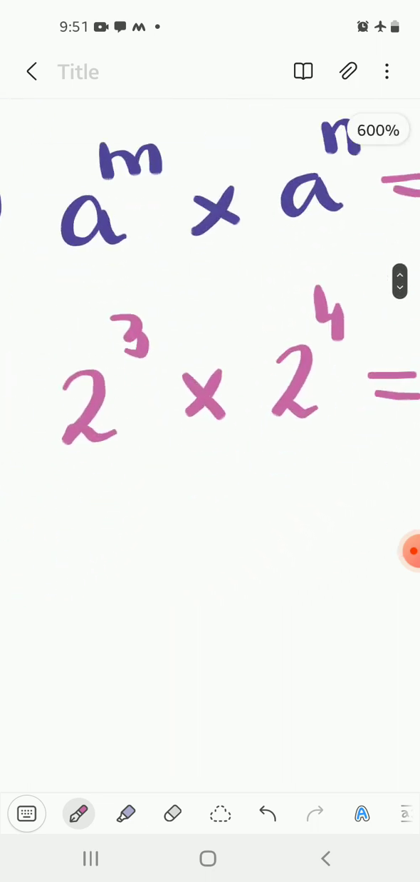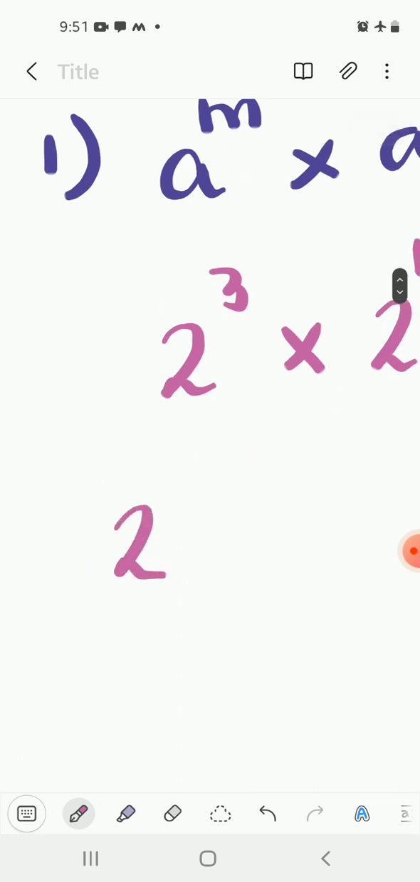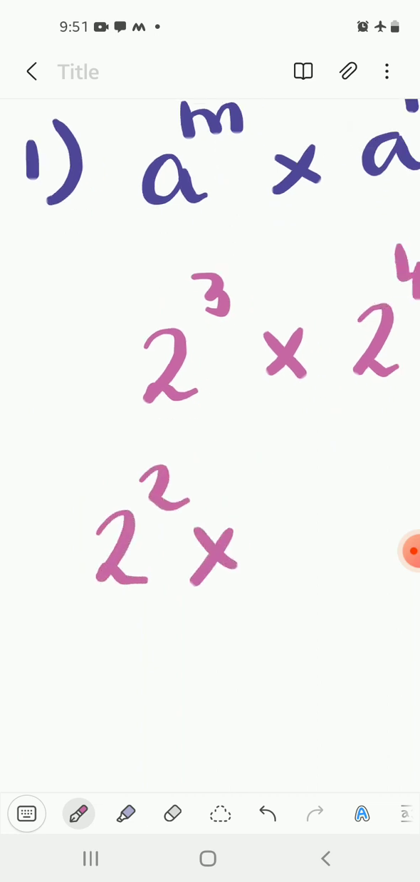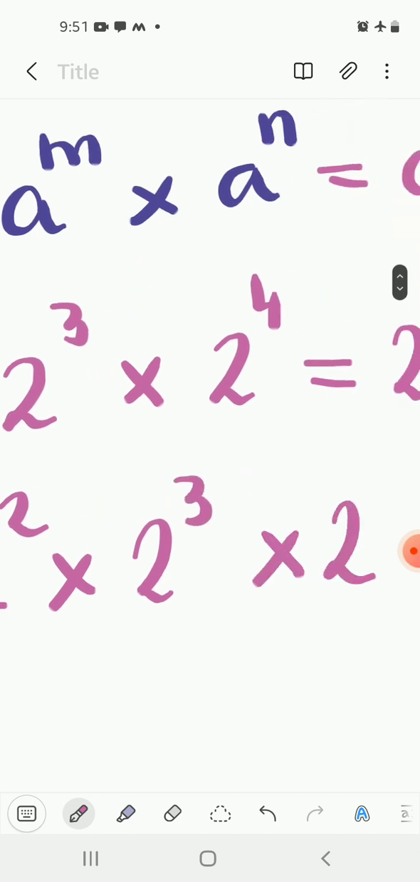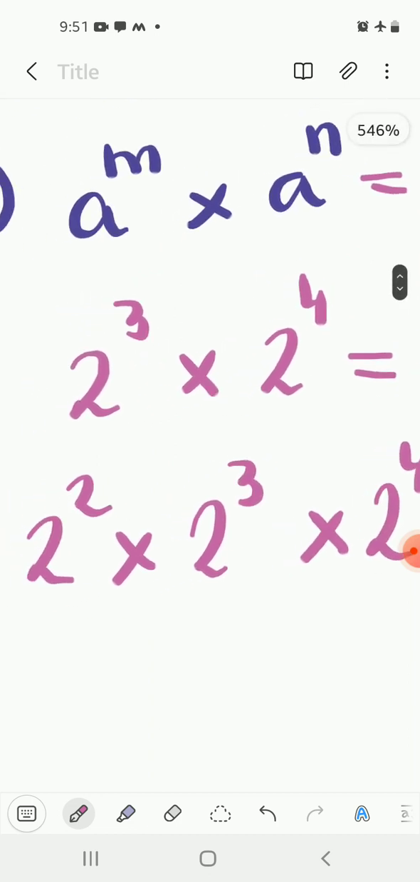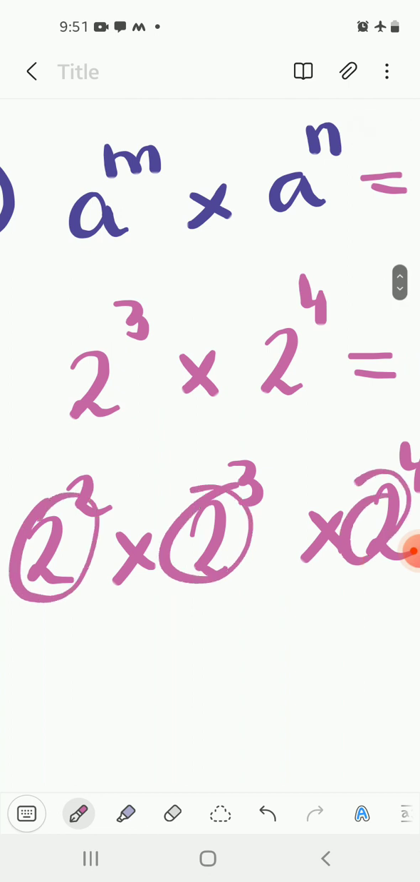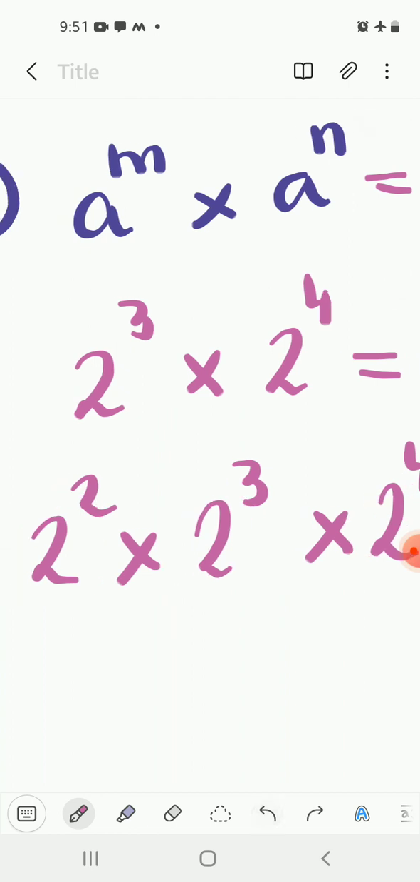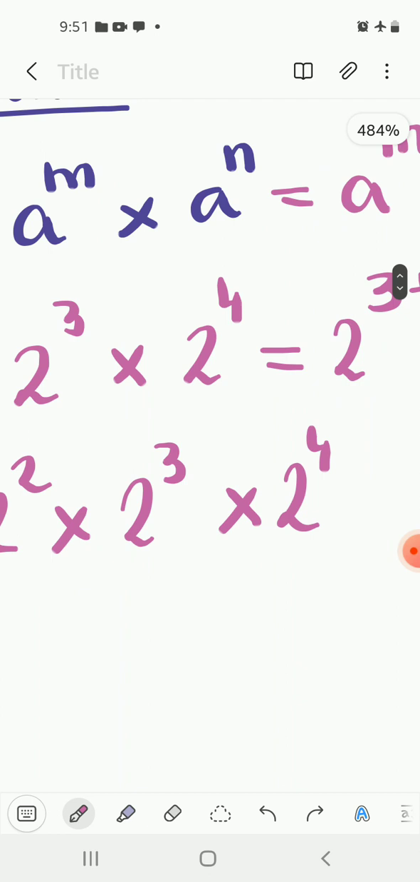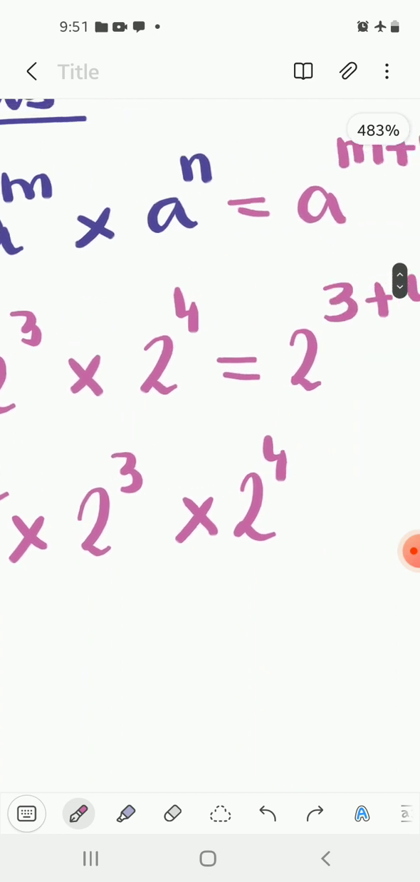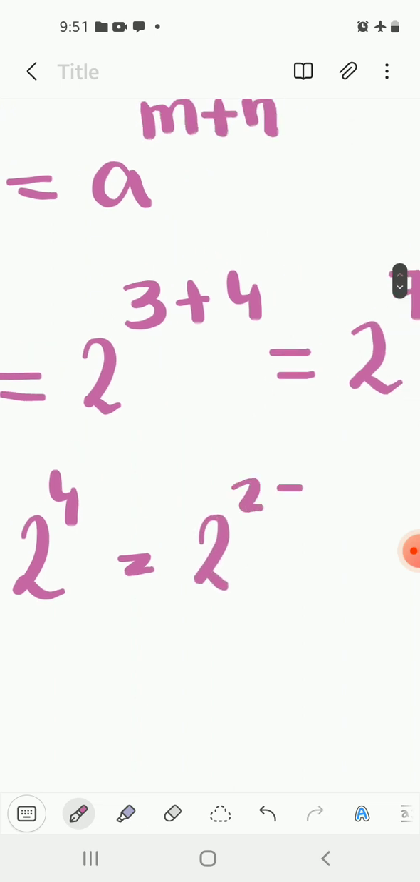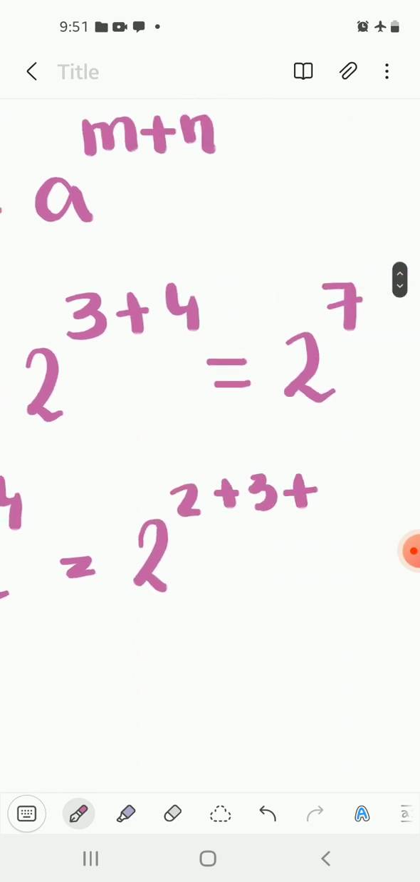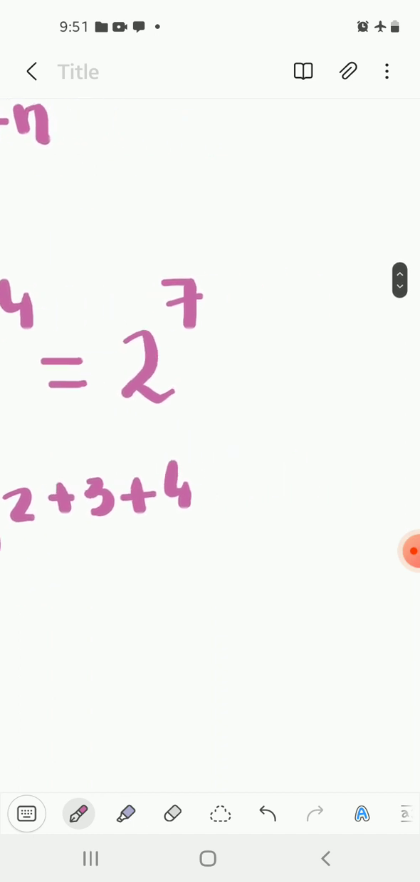Now if I am given a number such as 2 to the power 2, 2 to the power 3 and 2 to the power 4 multiplied together, you can see in all three the base is the same, 2. So in this we again have to add the powers. So 2 to the power 2 plus 3 plus 4, which is written as 2 to the power 9.